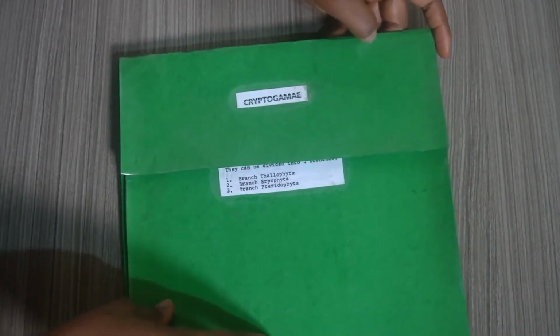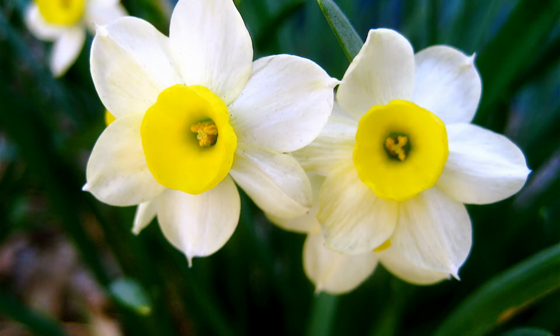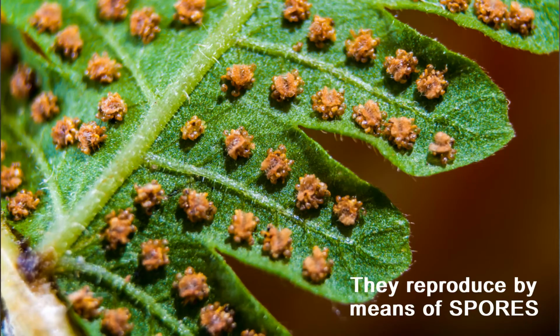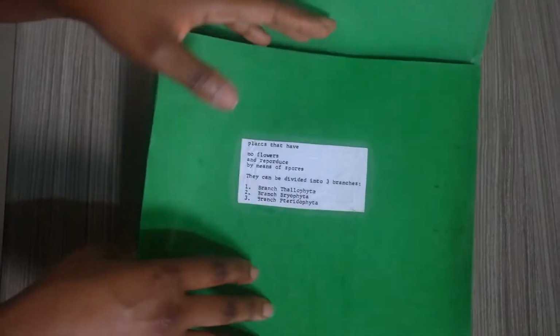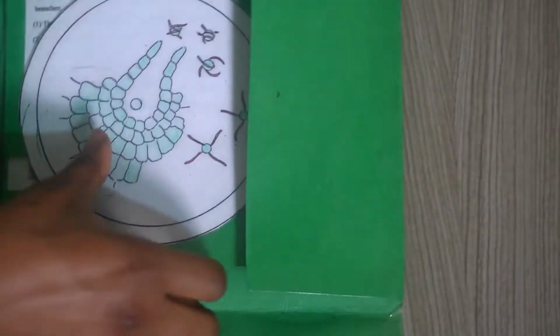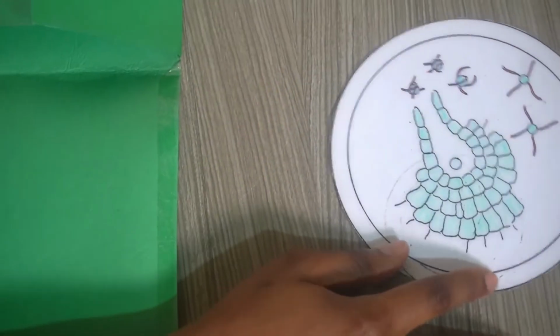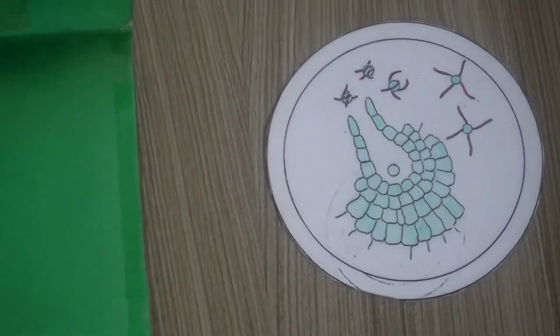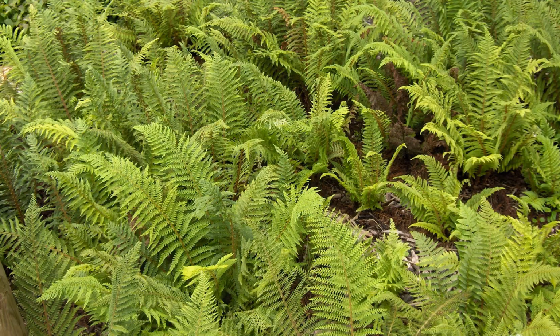Looking at the plants that produce flowers, we now have the Cryptogamae, which are plants that don't have flowers for reproduction, and they reproduce by means of spores. So let's open up. Here's an example. Does this look like the plant you know? It is a plant. It just does not have flowers. The Cryptogamae, the division of cryptogams, includes plants which have no flowers.